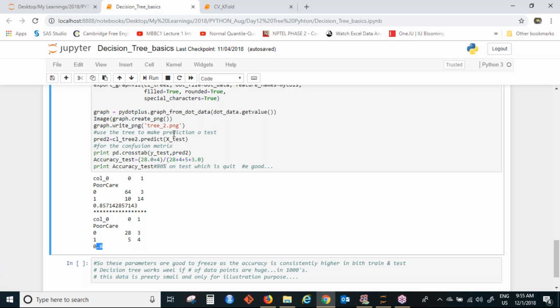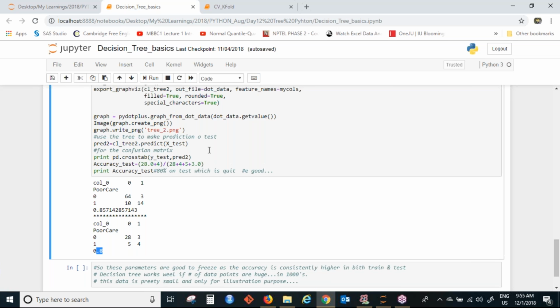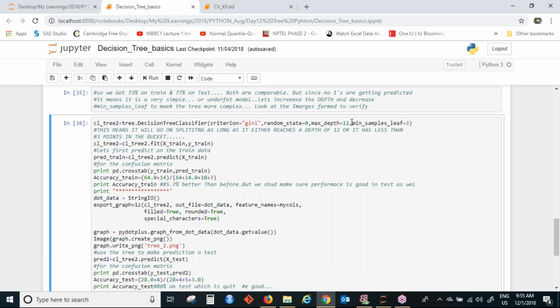Now if you see this clearly, I have used a min sample leaf of 3 here. So how did I come up with this value? This is where cross validation helps. You can use cross validation and decide what should be the best value of min sample leaf, or what should be the best value of max depth. This is decided using cross validation.